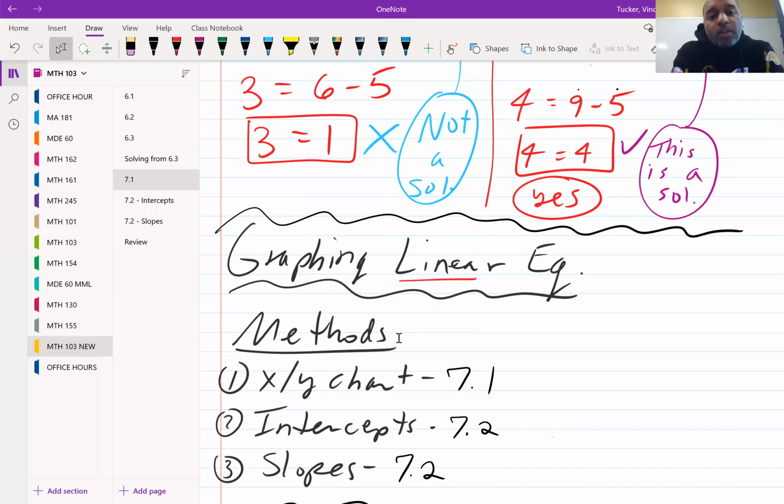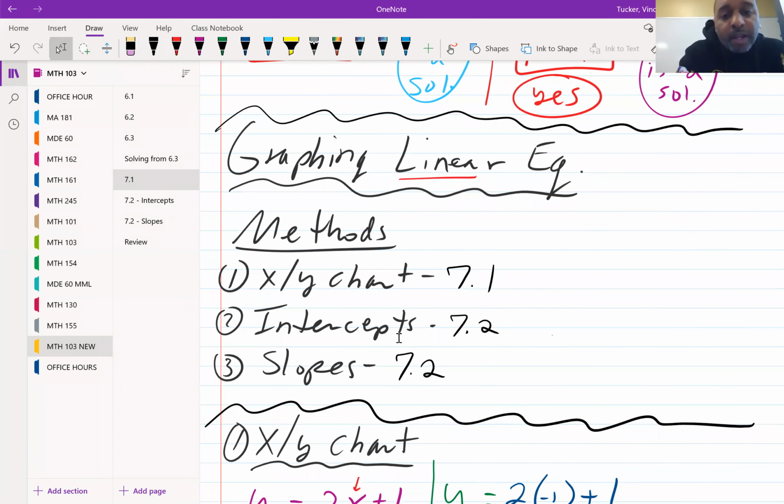All right. So let's go ahead and get into graphing these equations. So we're going to be graphing linear equations for the most part when it comes to our graphing. We have three different methods. The first method is using the XY chart, generating an XY chart. We'll talk about that in this section, 7.1. Second, graphing by using your intercepts. We'll talk about that in 7.2, and then graphing using your slopes. We'll talk about that in 7.2 as well.